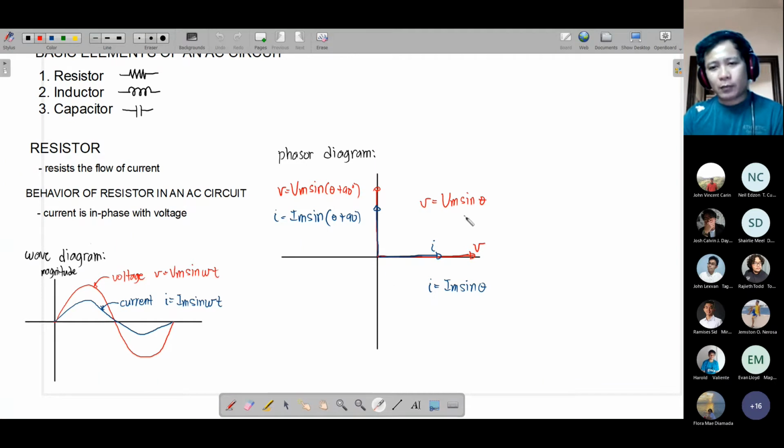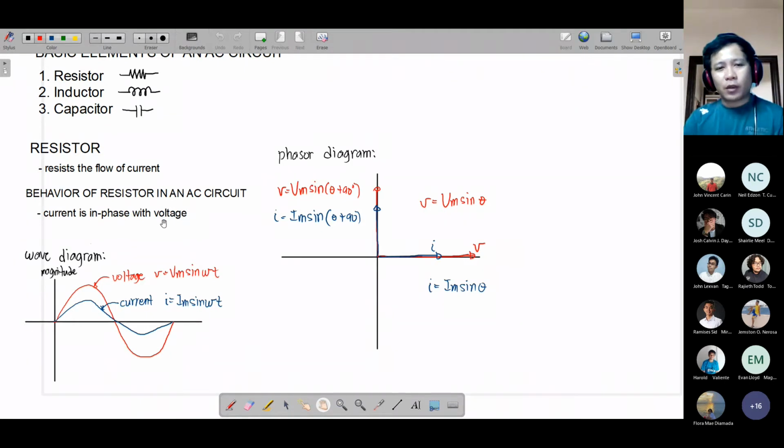So you have here Im sin of theta, Vm sin of theta, if they are on the reference, 0 degree reference point. But if it is at 90 degrees, of course, you add your 90. What if it is at negative 90? Of course, it is just angle minus 90 there. Okay? And then, the resistor is really that basic. Always in phase.